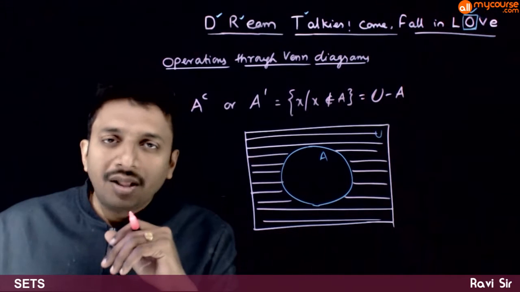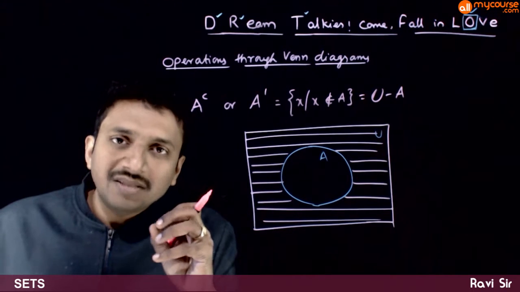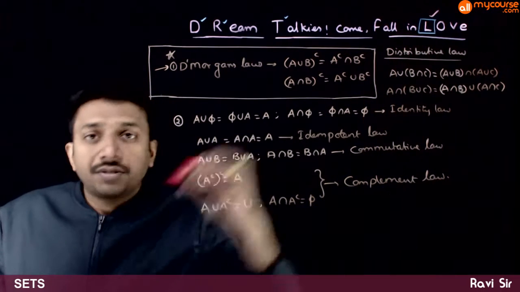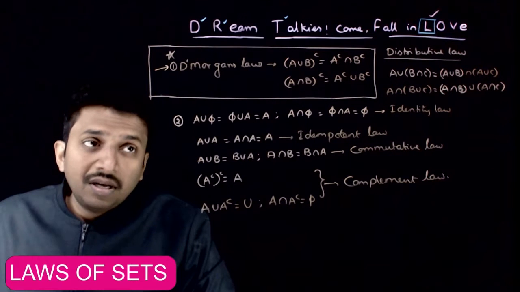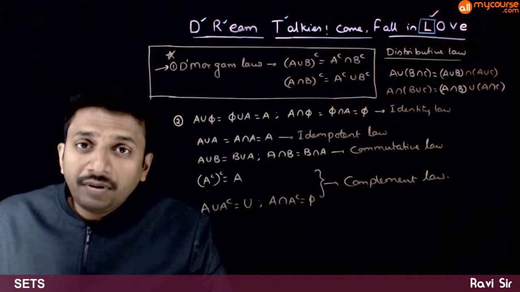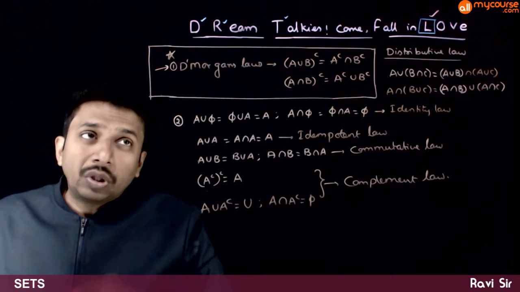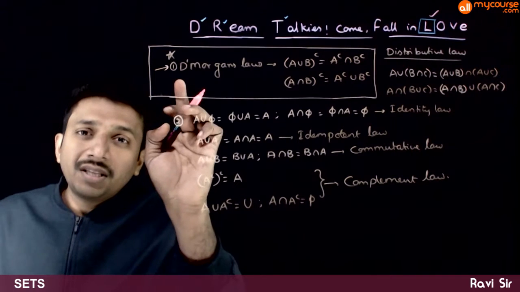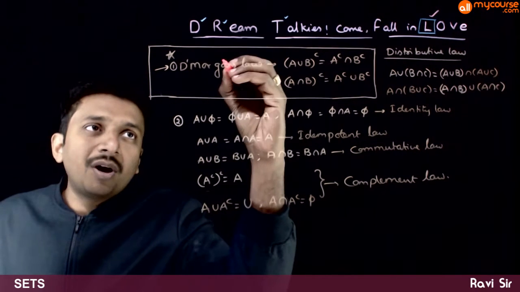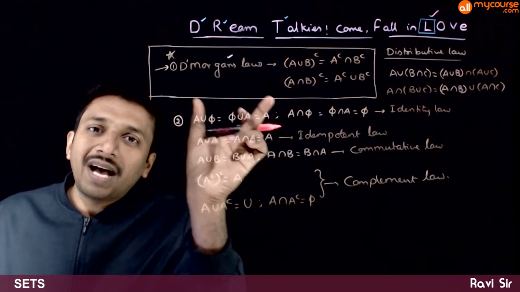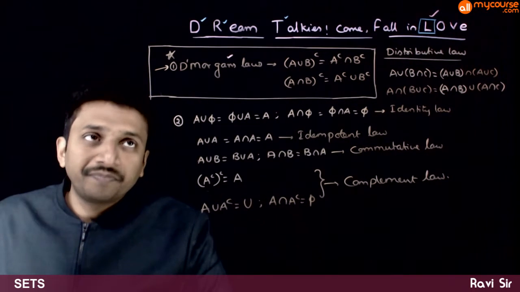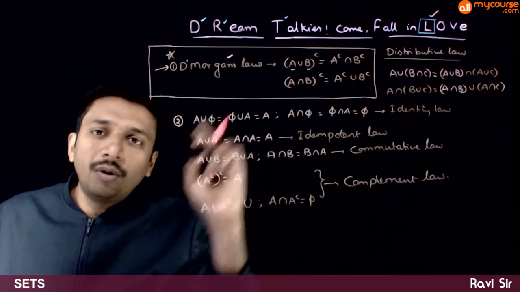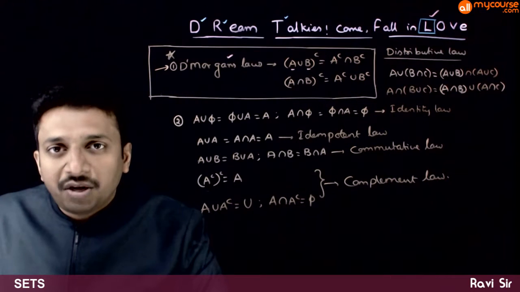So now that you have understood all the 5 operations, let us apply them in some problems. So let us go to our next topic, which is laws of sets. So you have a lot of laws which you need to remember in sets. So let me tell you the most important of the laws. So first, the most important law that you need to remember is De Morgan's law. It is a law which comes in other chapters also. So De Morgan's law says that if you have 2 sets A and B, A union B whole complement is equal to A complement intersection B complement.